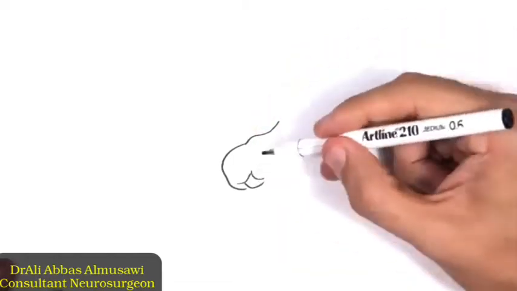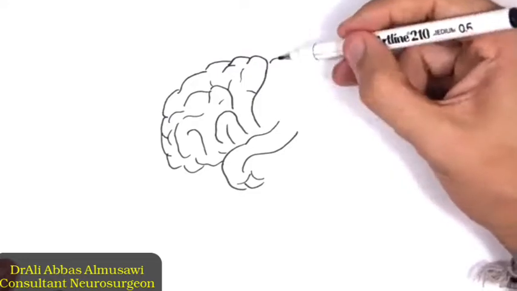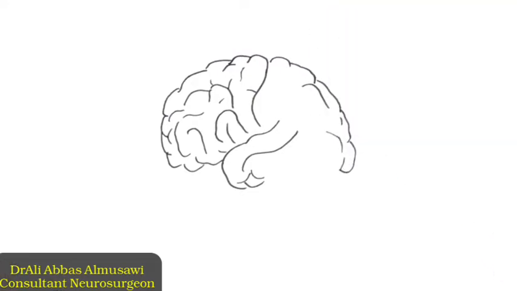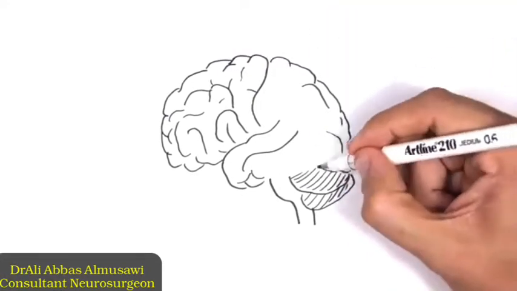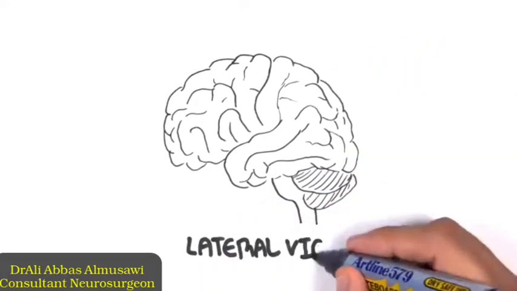We're going to look at the anatomy of the brain. We're going to firstly look at the basic anatomy, really simple, and then we'll look at the arterial supply, blood supply to the brain. So here we're looking at the lateral view of the brain.